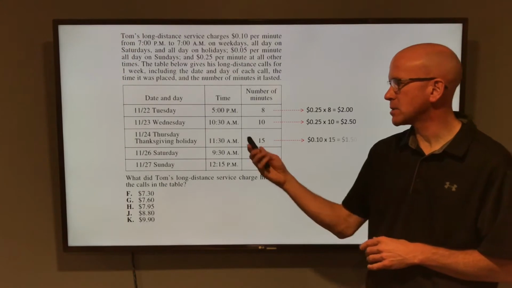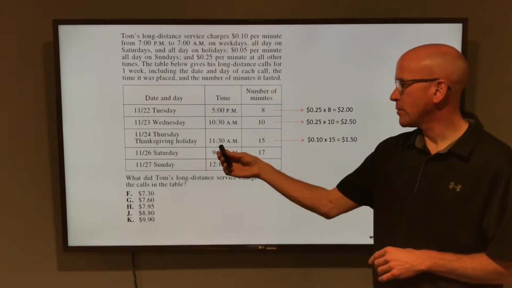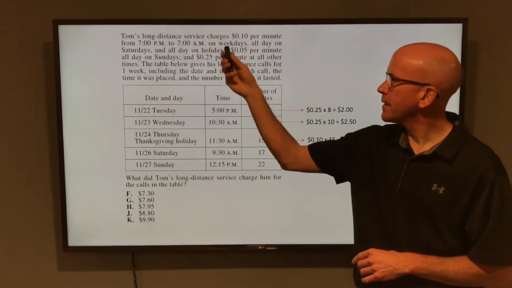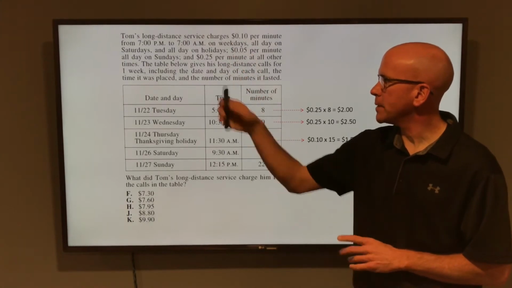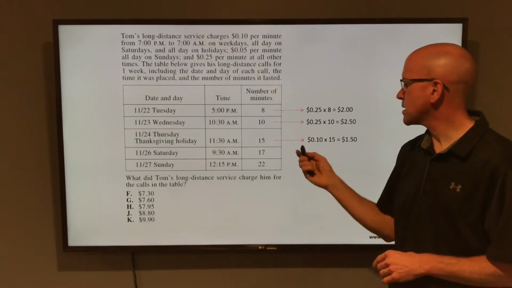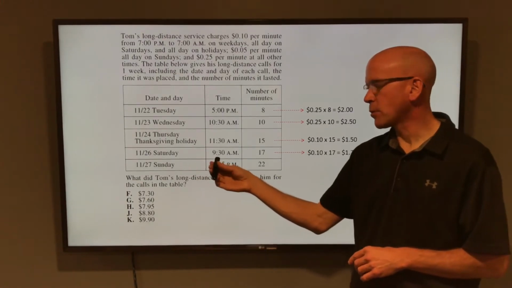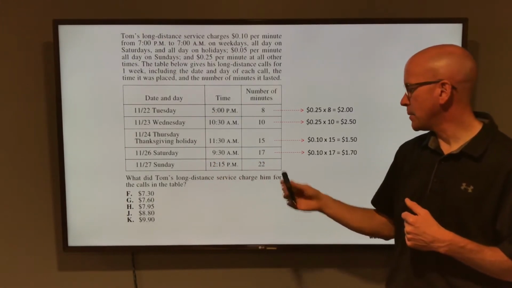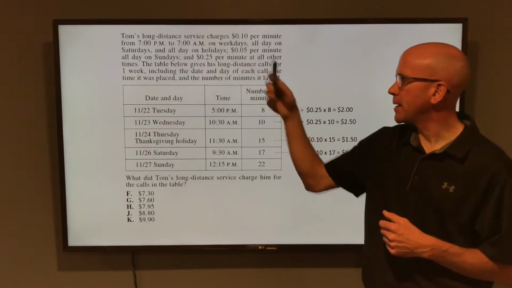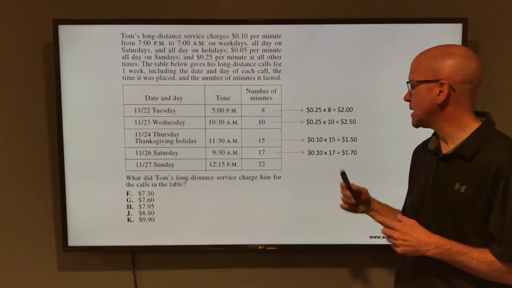This Thursday, which is a Thanksgiving holiday, 11:30 a.m. for 15 minutes, that falls into the 10 cent per minute category because that is a holiday. So 10 cents per minute times 15, it's $1.50. This Saturday at 9:30, that's a weekend, for 17 minutes. That's another 10 cent per minute call. 10 cents times 17 is $1.70.